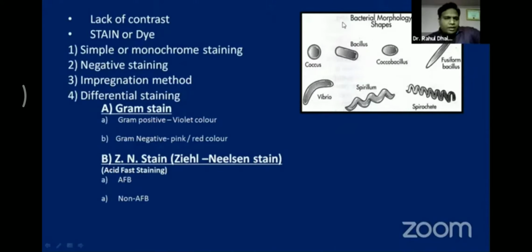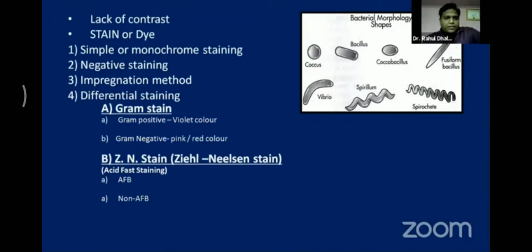Now, bacteria have a lack of contrast, so we have to stain them to observe them. By using a staining method, by applying a dye, you can observe the bacteria under the microscope. There are four types of staining of bacteria. Number one, simple or monochrome staining: when only one stain is used, it is called monochrome staining. Then negative staining, where the part we want to see is not stained but the rest gets stained, for example capsule staining. Then the third one, impregnation method, and the fourth one, differential staining.